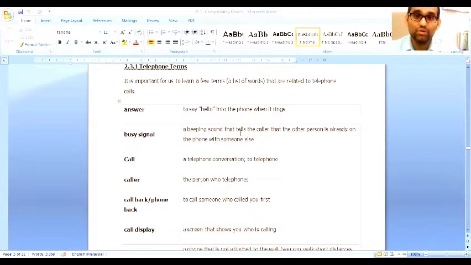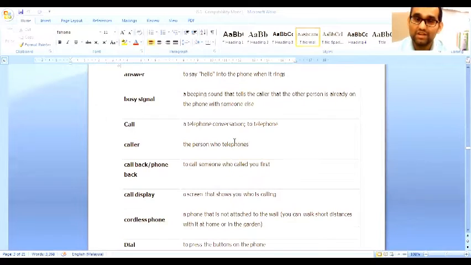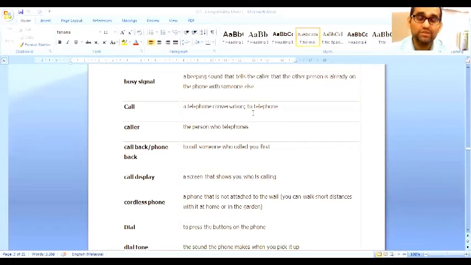Like when you say hello on the phone when it rings. Busy signal: a beeping sound that tells the caller that another person is already on the phone with someone else. What does call mean? Call means a telephone conversation. Caller: the person who telephones, that's called a caller.